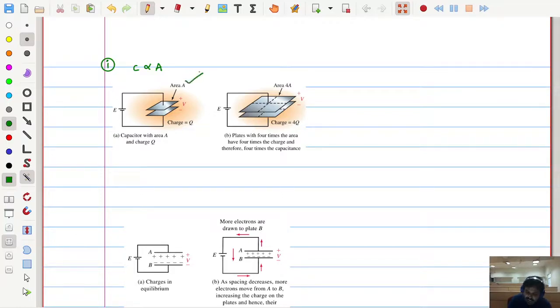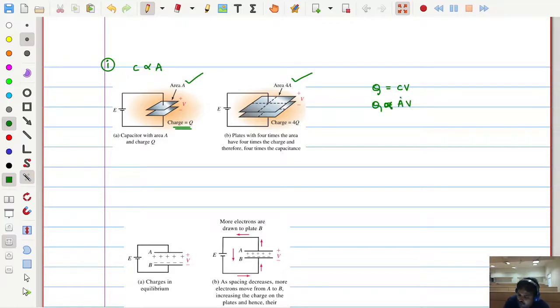Initial area is A. If I increase that area by 4 times, then what happens? Initially the charge is Q. Then Q is equal to CV. So you can say that C is proportional to A. So Q is simply, let me write the proportionality relationship, Q proportional to A like this.